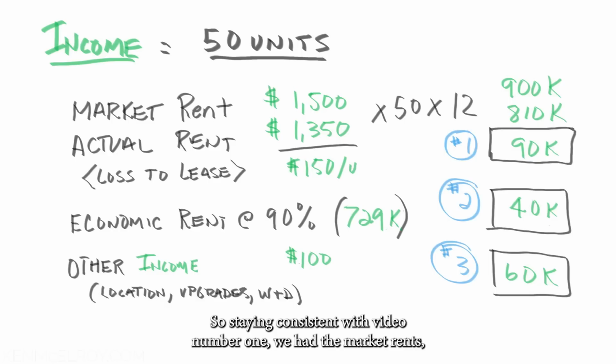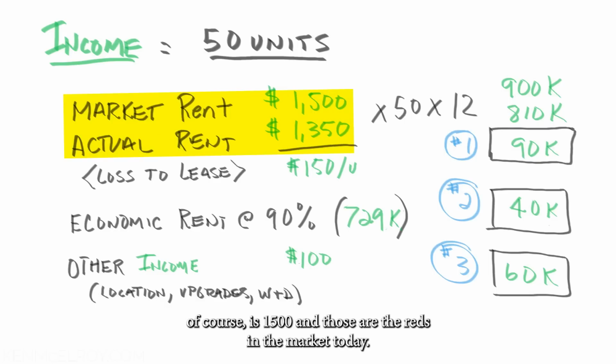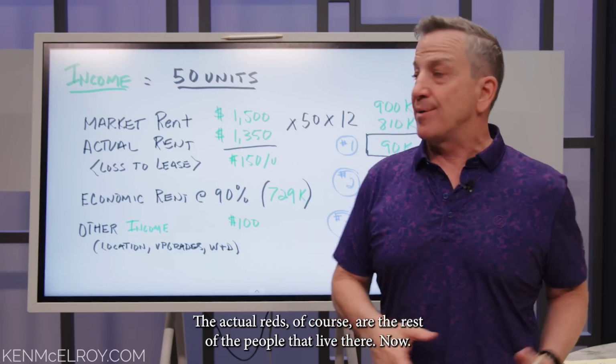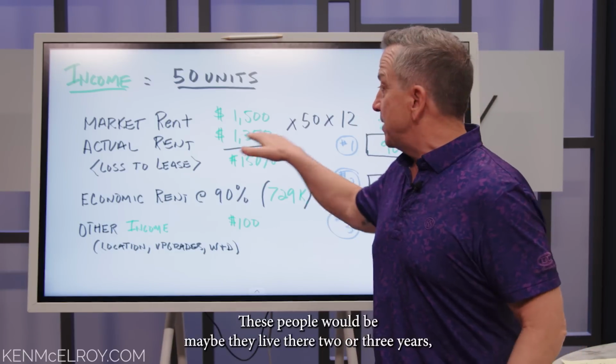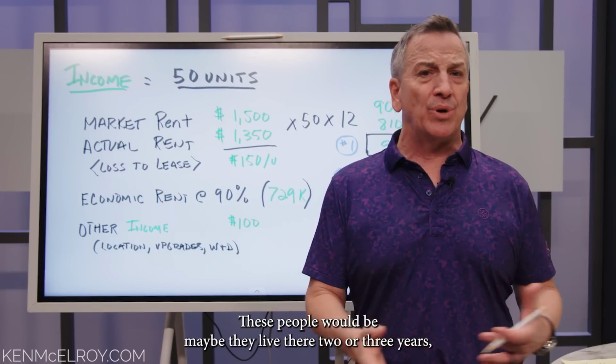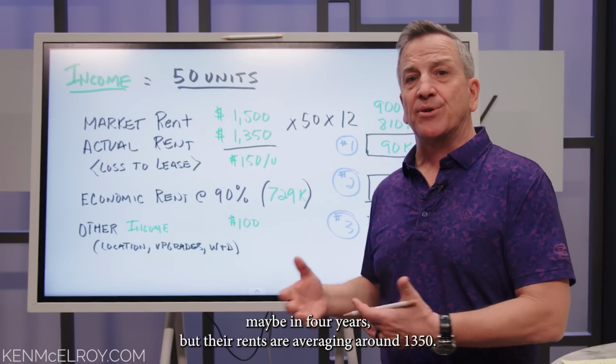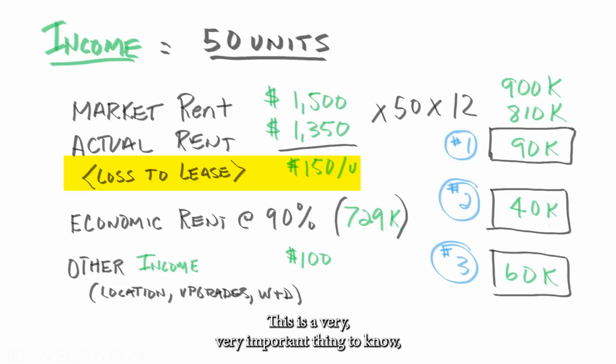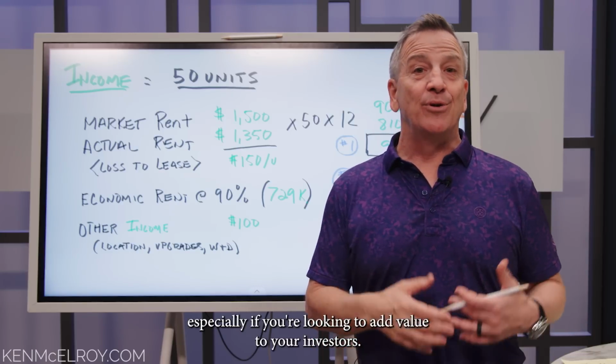Staying consistent with video number 1, the market rents, of course, are $1,500, and those are the rents in the market today. If somebody moved out and back in, you would rent that unit at $1,500. The actual rents are the rents of the people that live there now. So this would be a lag. These people maybe lived there 2 or 3 years, maybe even 4 years, but their rents are averaging around $1,350. This creates a loss to lease on the average of about $150 per unit. This is a very, very important thing to know, especially if you're looking to add value to your investors.